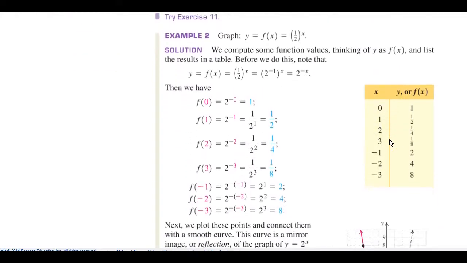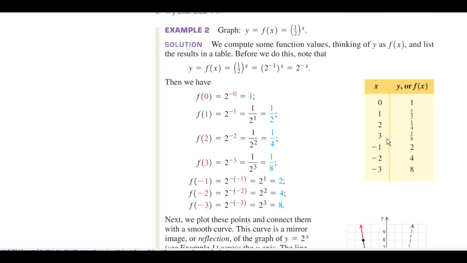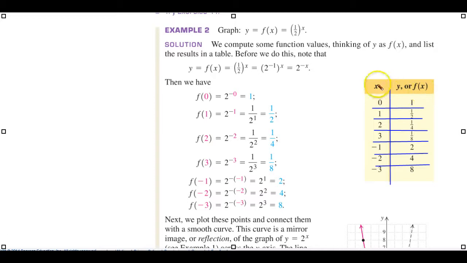So now let's take a look at example 2, where we are now going to raise a base that is 1/2 to exponents. And let's take a look at this. Now we have our same t-chart. Again, these are our exponents, and our base is 1/2 raised to our exponent.